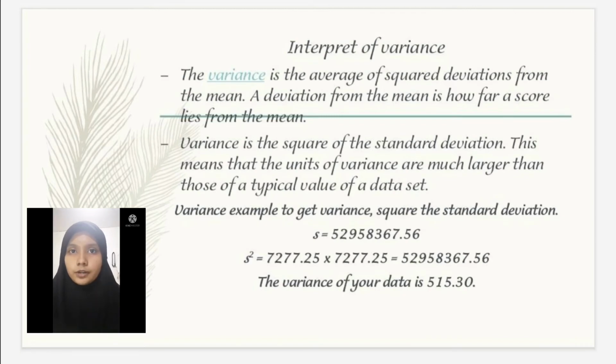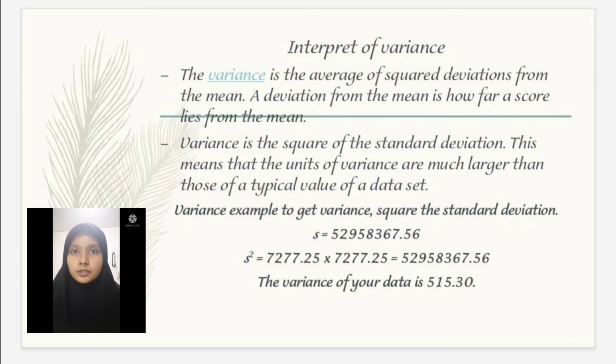To interpret variance, the variance is the average of squared deviations from the mean. A deviation from the mean is how far a score lies from the mean. Variance is the square of the standard deviation. This means that the units of variance are much larger than those of a typical value of the dataset.